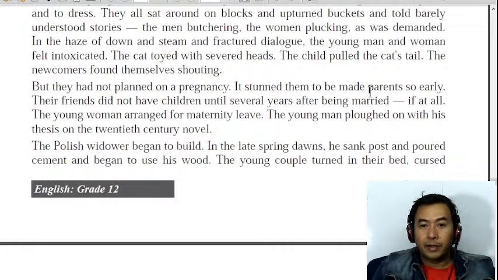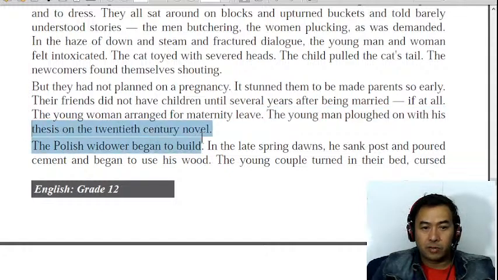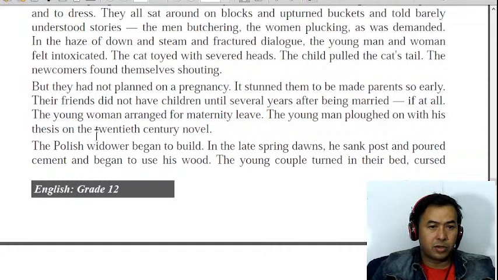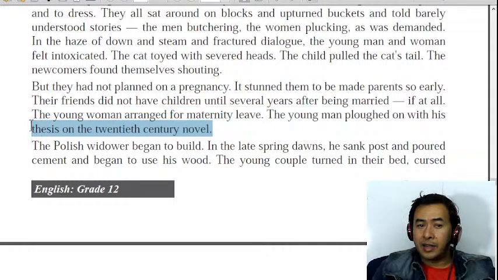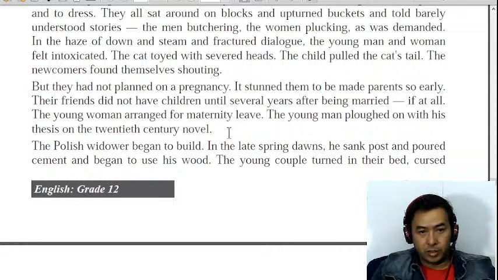It stunned them to be made parents so early. They did not want to become parents so early. The friends did not have children until several years after being married, if at all. The young woman arranged for maternity leave. The young man plowed on with his thesis on the 20th century novel, focusing only on that. Mostly the 20th century novel means scientific values, about science and resources, about the growth of cultivation, different scientific methods of movement that occurred in the 20th century.